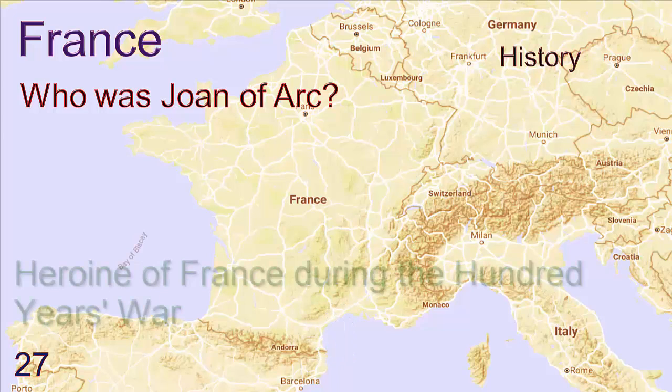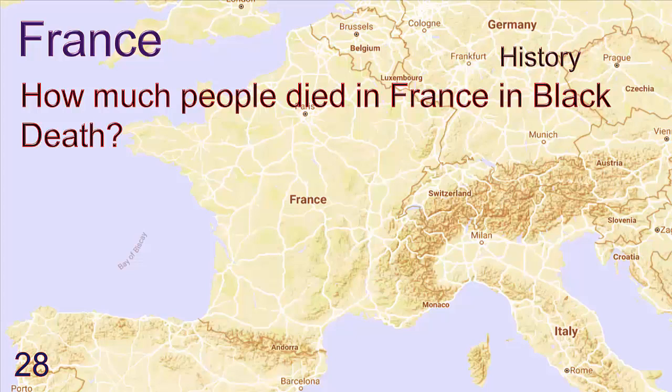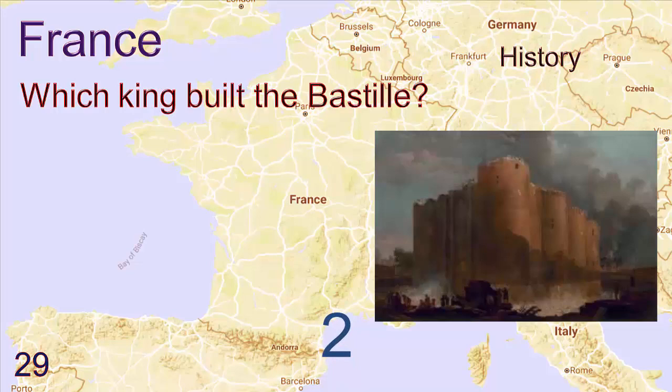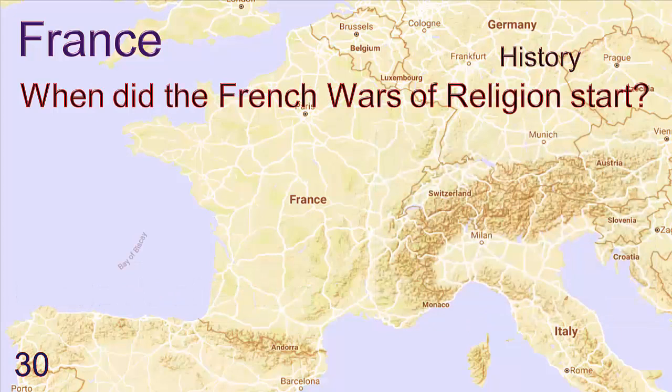How many people died in France in the Black Death? Almost half of the population. Which king built the Bastille? Charles V of France. When did the French Wars of Religion start?